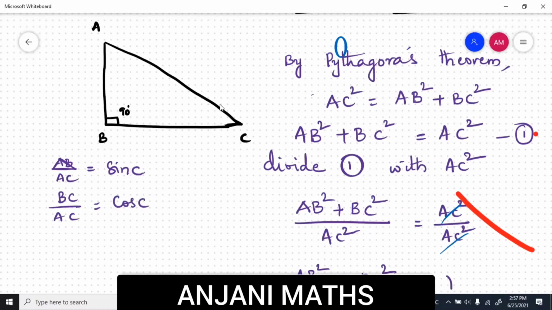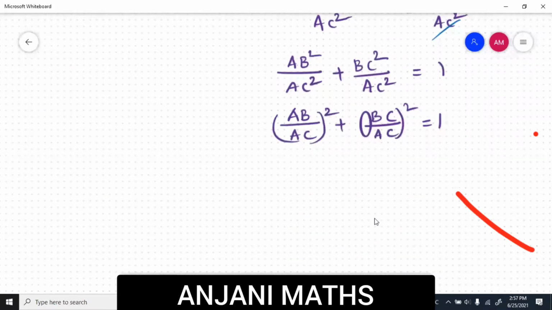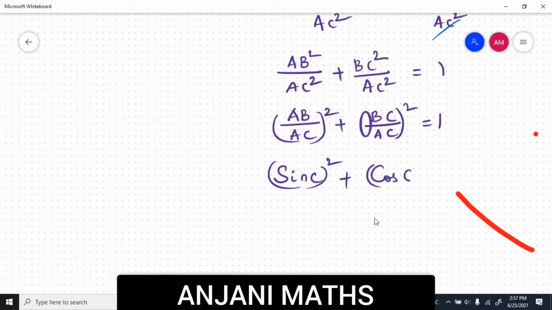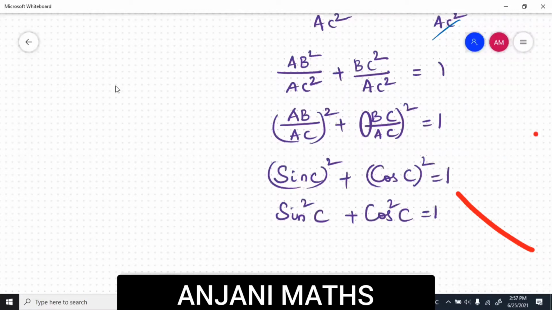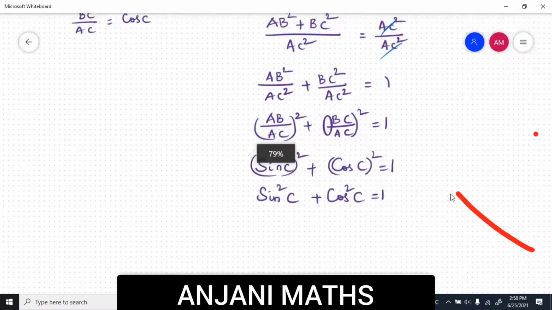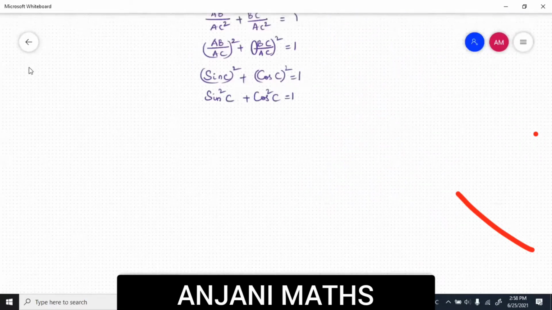So let us replace AB by AC by sin C whole square plus what is BC by AC? Cos C whole square is equal to 1. We know the notation of sin C whole square. How we write this? Sin square C plus cos square C is equal to 1. So this is the first identity.